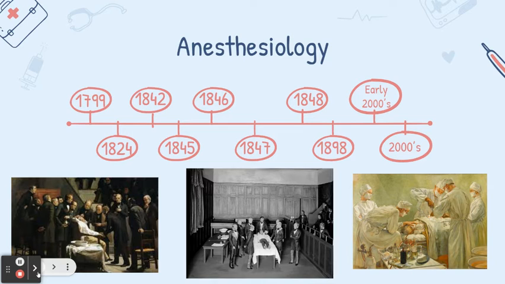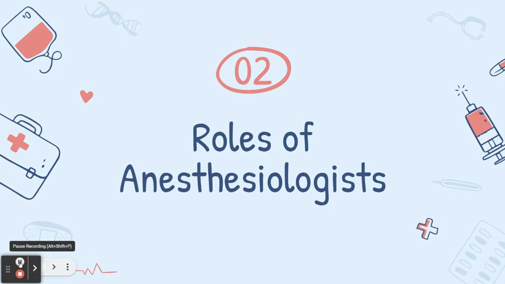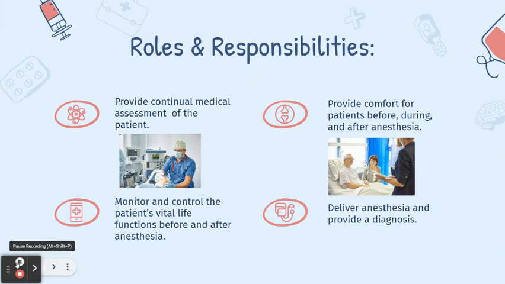In the early 2000s, medical schools began offering formal training in anesthesia. The University of Florida was the first major university to start offering majors in anesthetics. In the 2000s, the study and administration of anesthetics became a separate branch of medical studies and education called anesthesiology. Now, the roles of anesthesiologists. There are various roles and responsibilities of anesthesiologists.